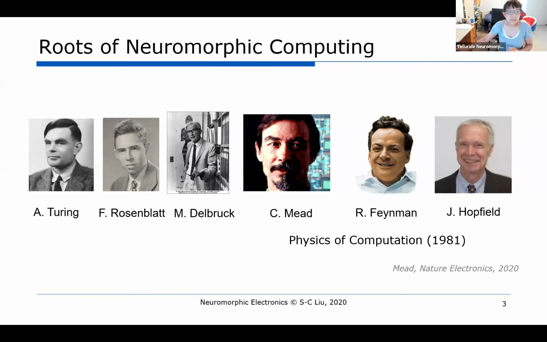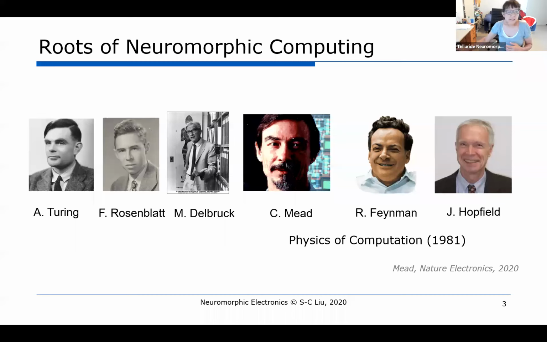At the time, together with two other colleagues at Caltech, Richard Feynman and John Hopfield, they started this physics of computation class. You can read a bit more about it in this article that just came out in Nature Electronics. With this group coming together with ideas about how computation should work, Richard Feynman went off and did quantum computing, and John Hopfield came out with a whole class of neural networks, which we call Hopfield networks.